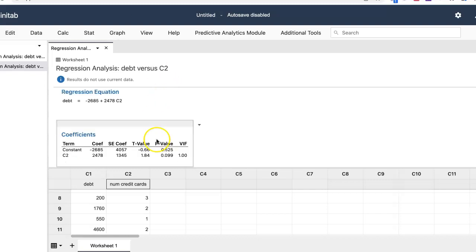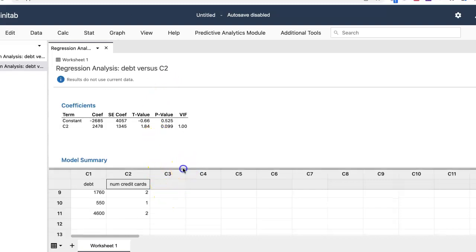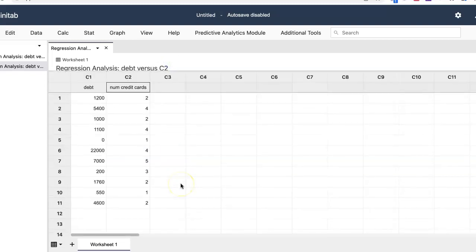Okay, so for that example, first thing I want to do is put in my data, and here's the column for debt, and here's the column for number of credit cards. And keep in mind there that we know then the dependent variable, or our y variable, or our response variable is the debt. That's basically our debt is the dependent variable, and number of credit cards is our independent variable.